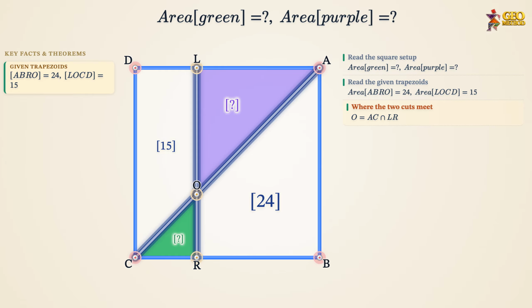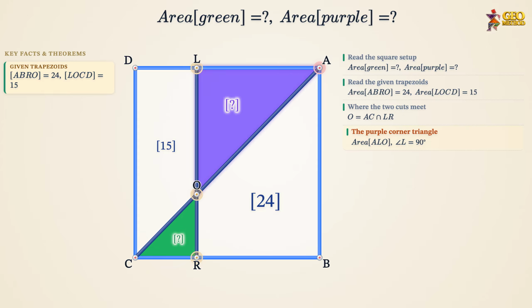Look first at the point O. It is exactly where the diagonal AC crosses the vertical level line LR. Because O lies on both cuts, it is the shared corner of all four pieces, so it will appear in every area equation we write.